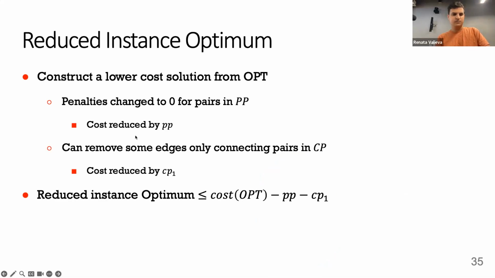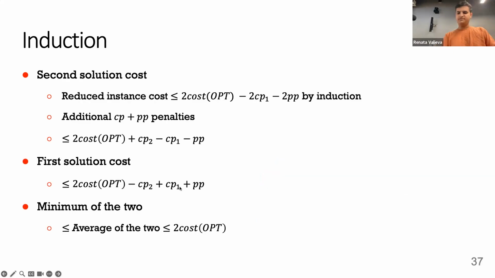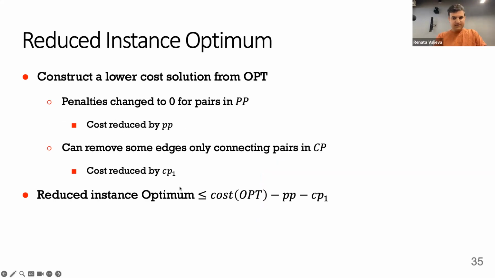And now we get this amount of reduction because of no longer having to pay penalties for these pairs. And based on the removal of edges incident to single cut sets that we discussed, we can reduce the cost by this much. So we get that the optimal for the reduced instance is at most this amount.